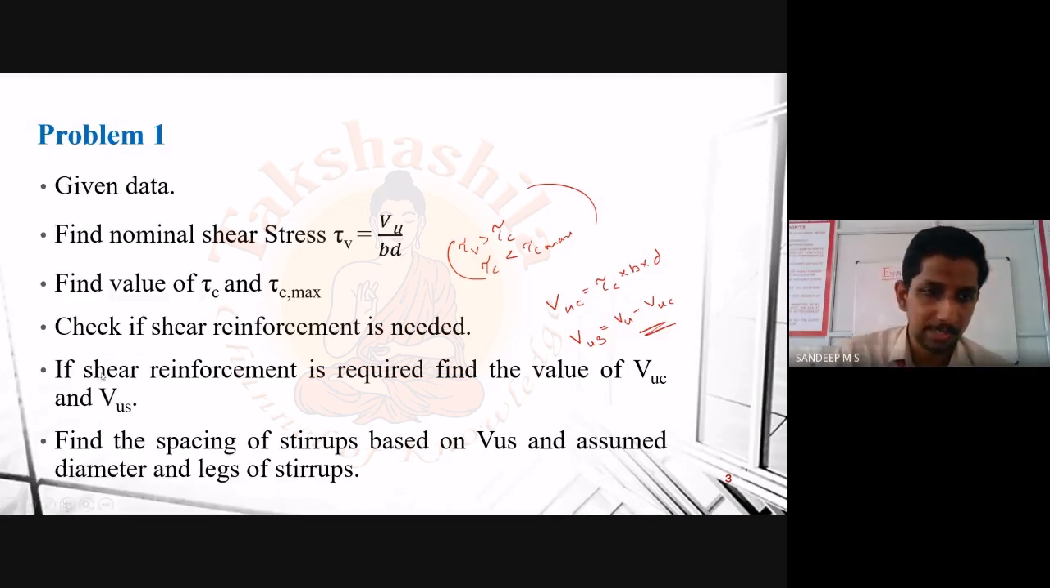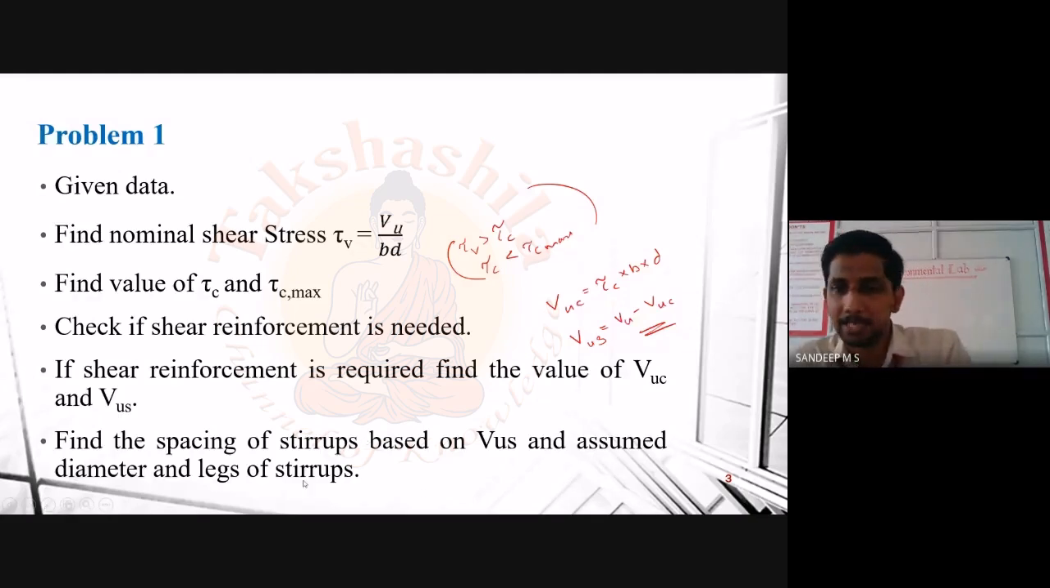Once you find the value of VUS, we have to find the spacing of the stirrups based on this VUS and the assumed diameter and legs of the stirrups. We may assume 2-legged 8 mm stirrups, and the area of 2-legged 8 mm stirrups will be 2 times pi by 4 into 8 square. This will be the AST value.